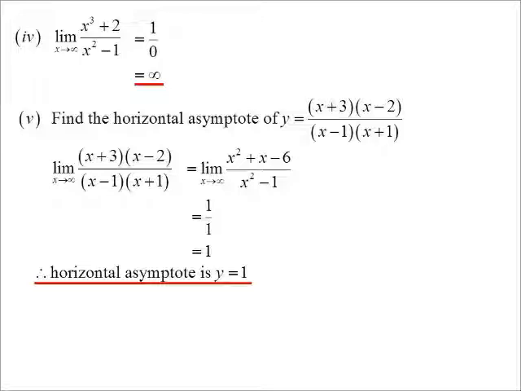Okay. Now, oh, there we go. So our horizontal asymptote, y equals 1.